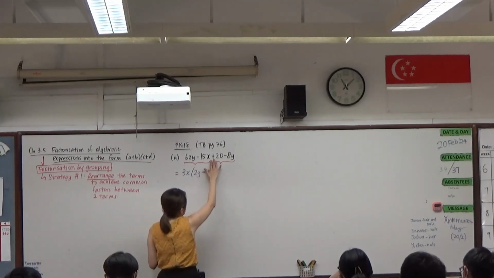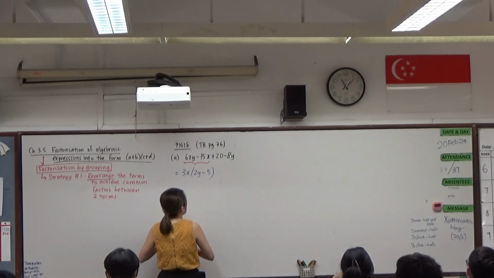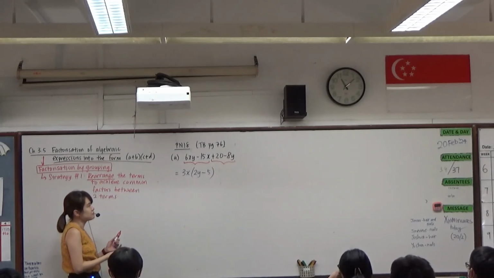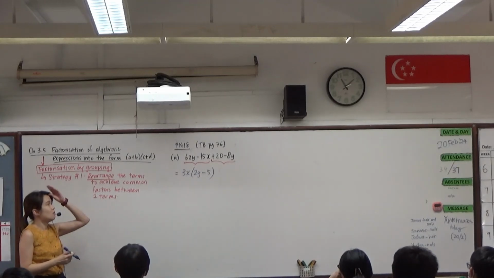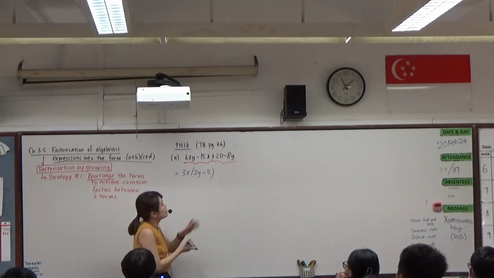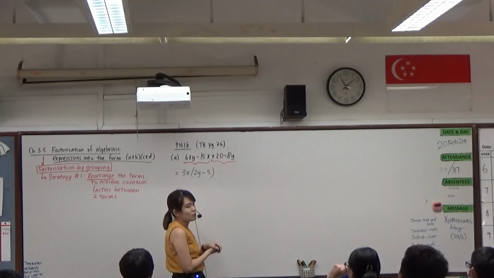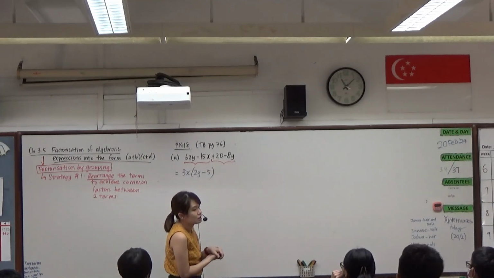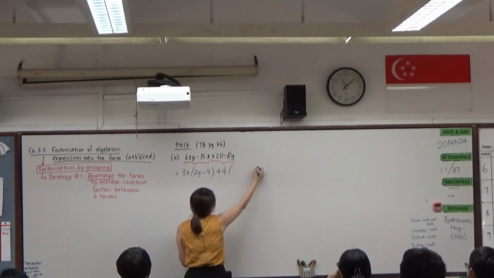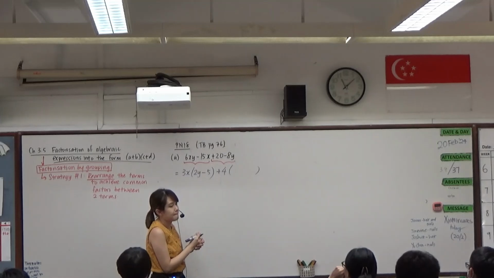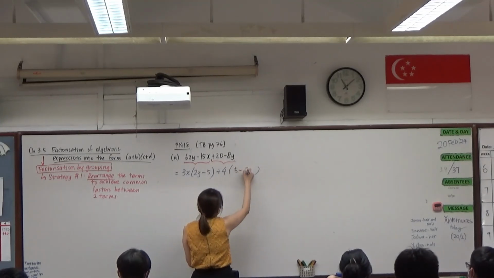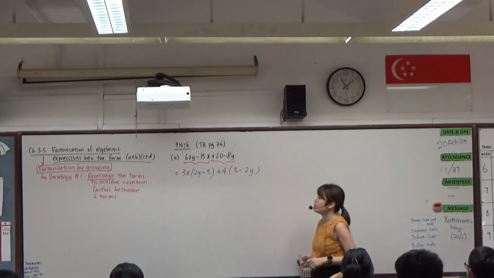Then we look at the second pair. Between positive 20 minus 8y, what's the common factor? Positive 4. Okay, so positive 4, then what's left behind? Very good. Okay, 5 minus 2y. Right, so we get this.